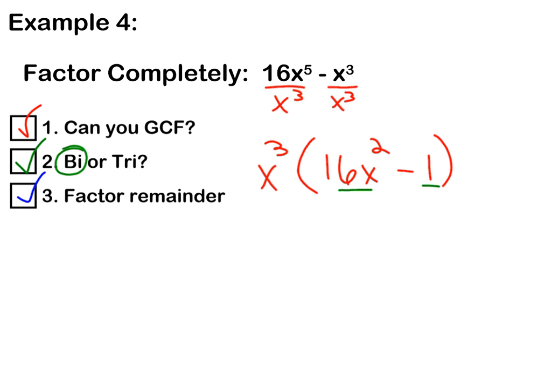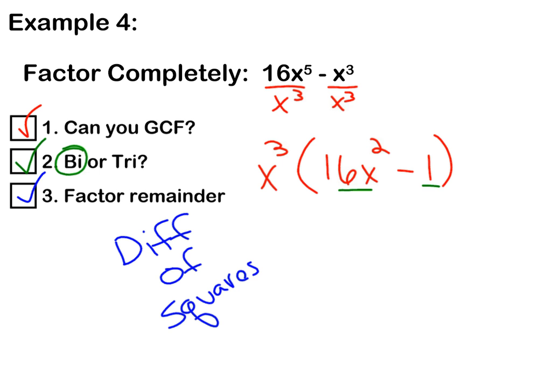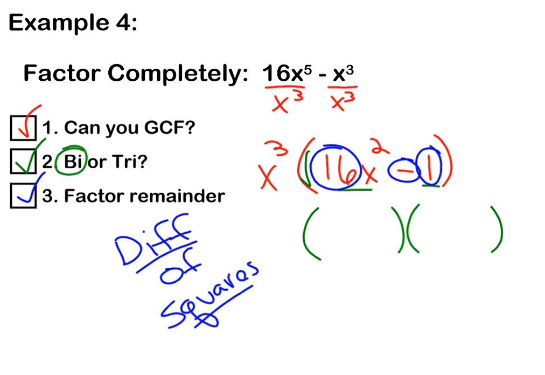When factoring a binomial, I need to make sure it's a difference of squares. So if I have a difference, I should have a subtraction sign. If I have squares, I should have perfect squared numbers. I do, so I'm going to go ahead and factor it. The square root of 16 is 4, so I know 4 times 4. The square root of x squared is x times x. The square root of 1 is 1 times 1.